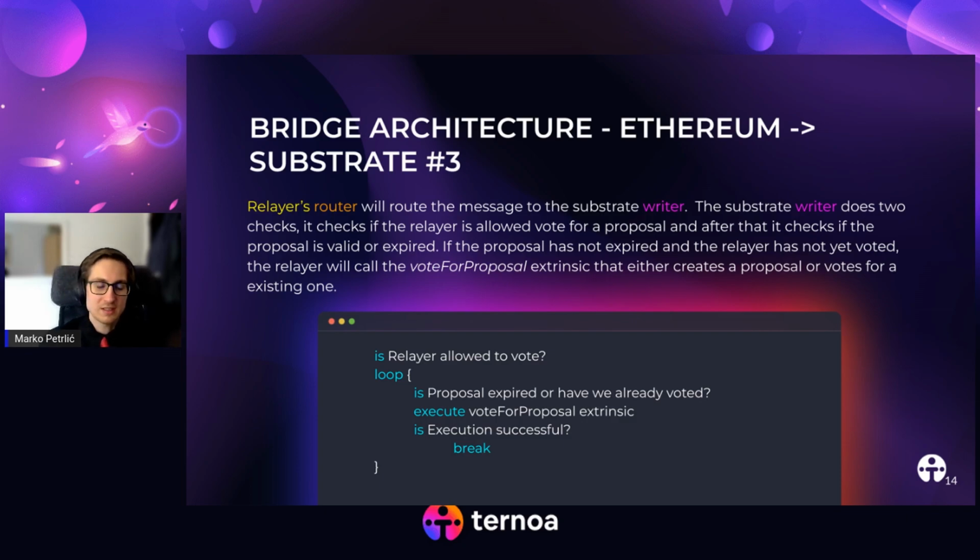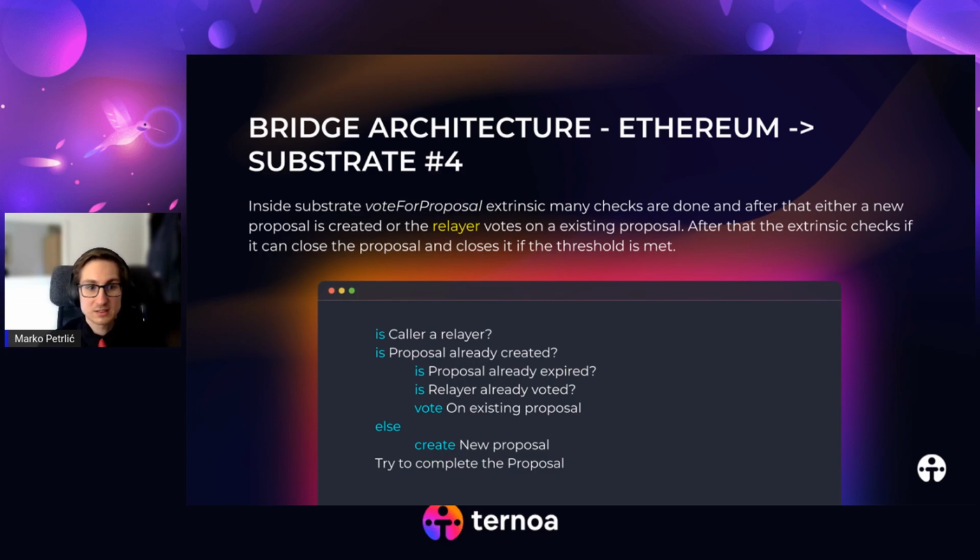We first check if the relayer is actually allowed to vote. Then, in a loop, we check if the proposal has expired or if the relayer has voted for that proposal. We execute the vote for proposal extrinsic, and we check if the execution was successful or not. If it was successful, then we are done. Now, in the next phase, we are in the Substrate pallet itself, in the vote for proposal extrinsic.